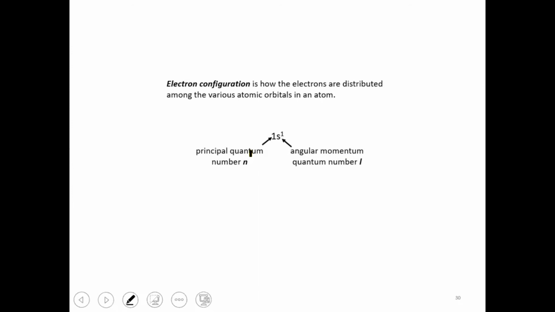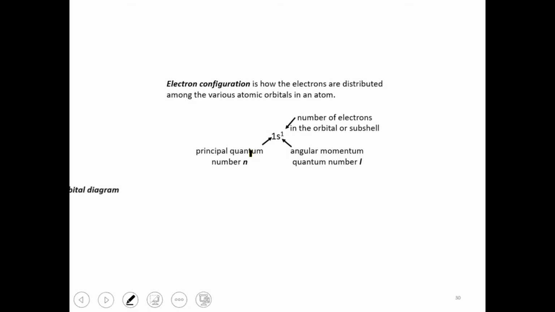The s represents the sublevel, or actually the value of L, which in this case, L equals 0, because that's what corresponds to an s orbital. And this superscript tells you how many electrons are in that particular orbital or subshell. As we go on later, we'll see that the superscript really only tells you how many electrons are in the subshell. It doesn't specifically tell you, in a subshell that has multiple orbitals, how they are distributed among those orbitals. So we'll have to work on that later on.